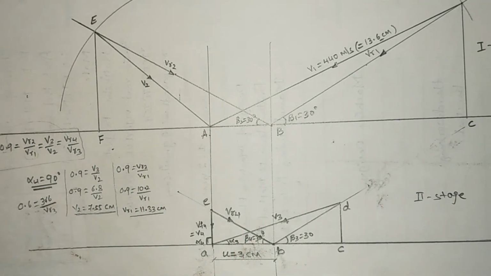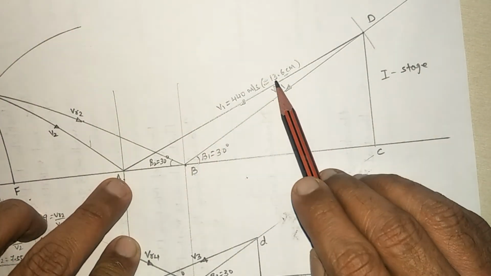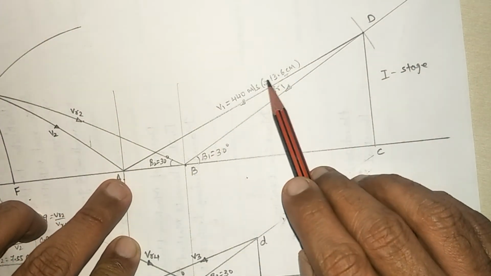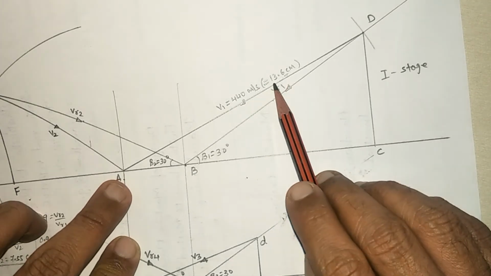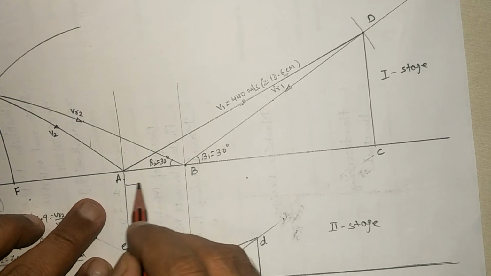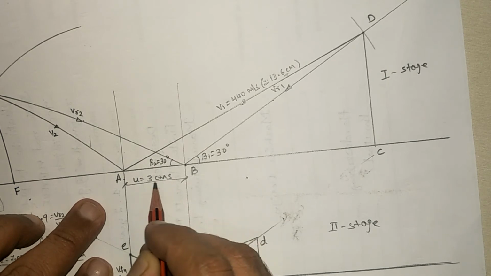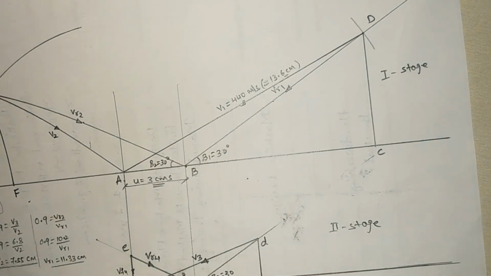Anyhow, we have solved it, and we have obtained the length of V1 as 13.6 centimeters. Now we will calculate the scale, and then we will multiply it with U. This distance is nothing but U. We have assumed U is equal to 3 centimeters.